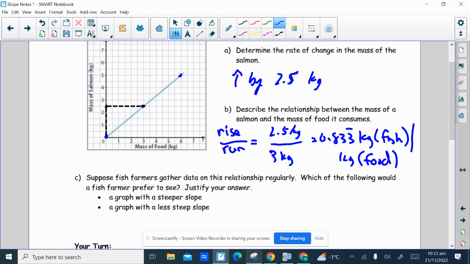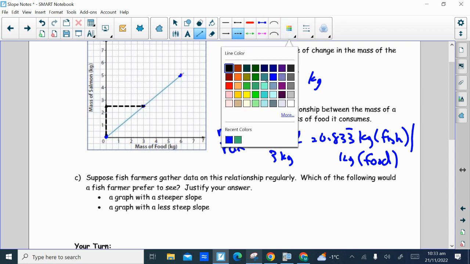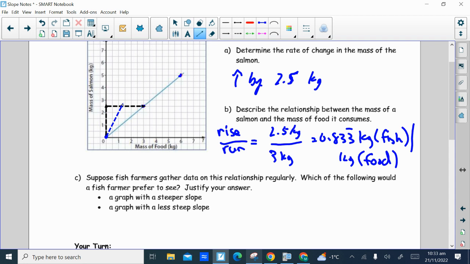All right, part C says, suppose fish farmers gather data on this relationship regularly. Which of the following would a fish farmer prefer to see and justify your answer? Should there be a steeper slope, or a lesser slope? Well, let's say you had a line that had a steeper slope. So let's just draw one in there, a different one that has a steeper slope.